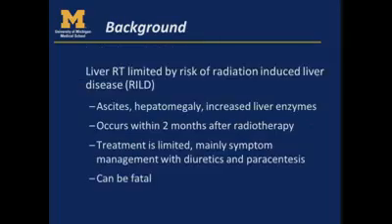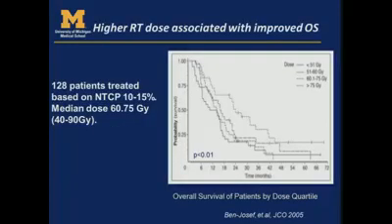So historically, radiation has been very tricky when it's been given to the liver because there's a risk for radiation-induced liver disease. And that, as many of you know, is a constellation of ascites, hepatomegaly, and increased liver enzymes. It happens a couple months after radiation. There really isn't much that can be done for it besides supportive care. There are some drugs that are available for it, but they're always on strike. So whenever you need them, they're on strike. It can also be fatal.